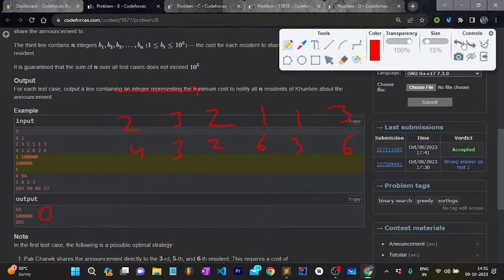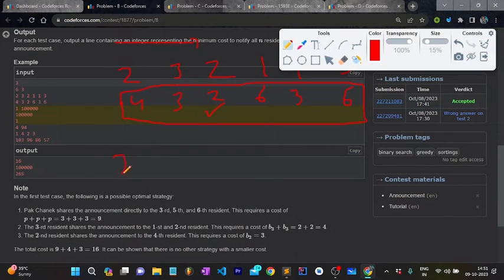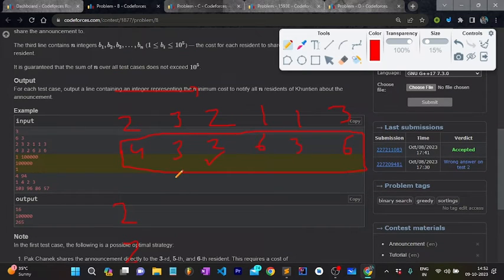So the very basic idea is to sort the array on the basis of this particular thing, the cost. And first we will give the priority to the ones which have the very low cost to share the announcement. Okay. So after sorting this array will look like 2 2, and after that what will come? 1 3, then 3 3. We are sorting on the basis of the second value. After that we will sort 2 4, then 1 6 and 3 6.